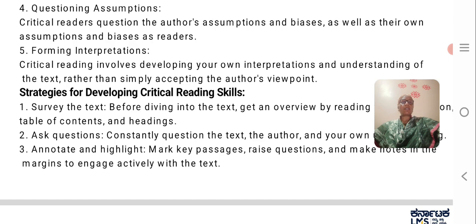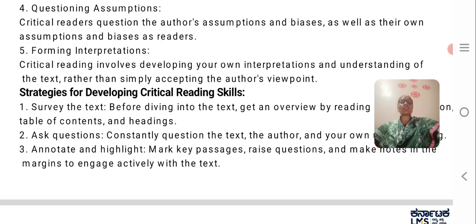Some of the strategies for developing critical reading skills are surveying the text. To survey the text means examining the author and the sources of the text. Who wrote the text? Is the author an expert in the field? Do they have any potential biases that might influence their perspective? What is the source of the text? Is it a reputable academic journal, a news article from a biased source, or a blog post? So, searching for all these details is surveying the text.